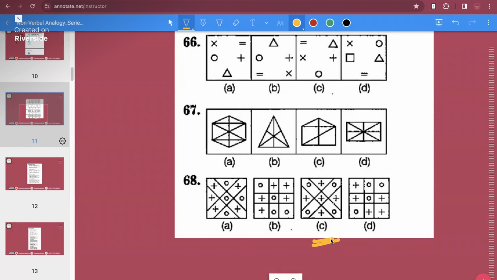In that case, we have 5 plus signs: 1, 2, 3, 4, 5; 1, 2, 3, 4, 5; 1, 2, 3, 4. And the rest is 4 circles, 4 circles, 4 circles. All the other figures are not uniformly distributed. The distribution of plus signs and circles doesn't seem to be uniform anywhere else other than in this figure. Right, guys?